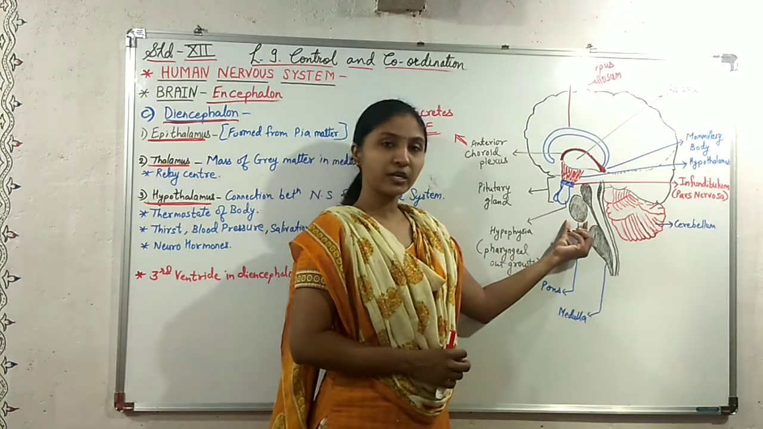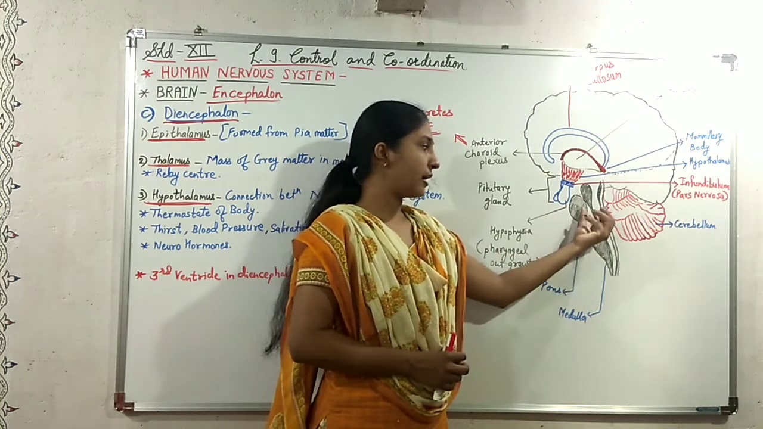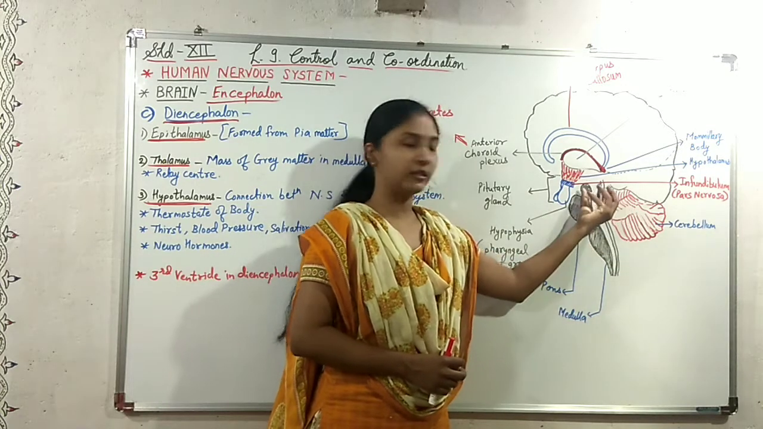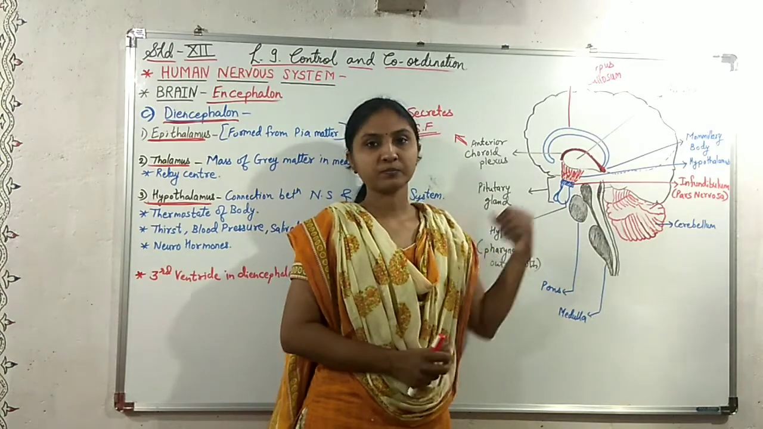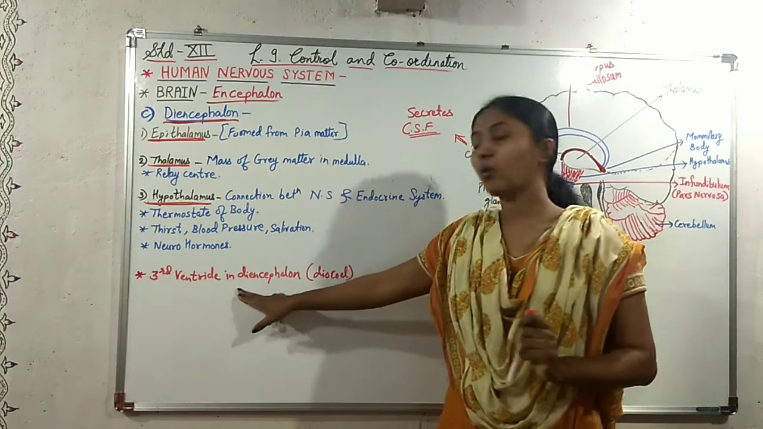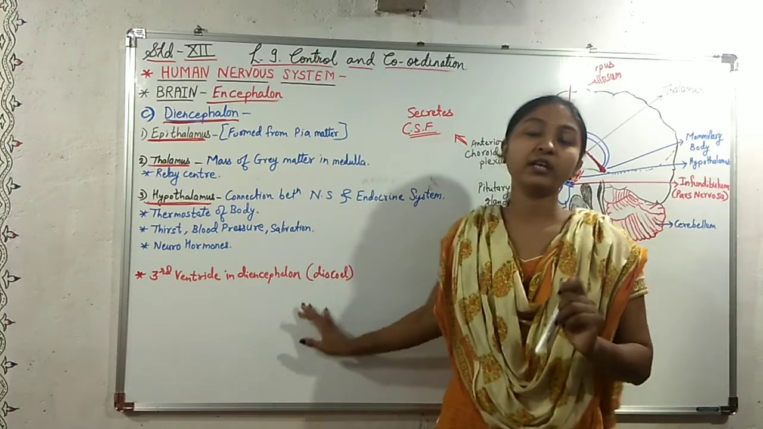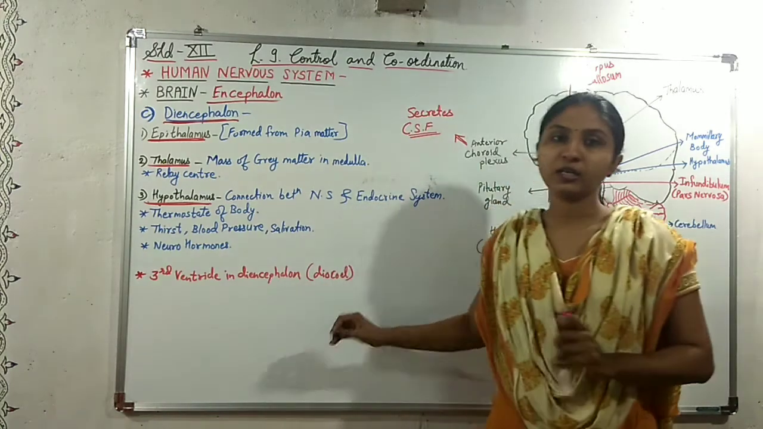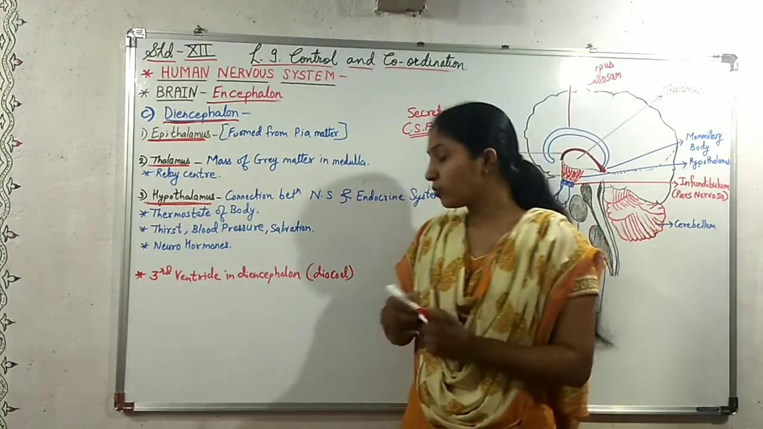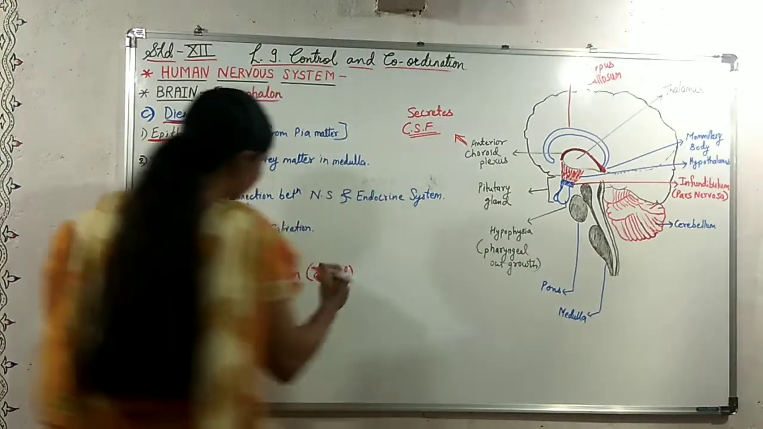Below the pituitary gland there is the pons, and below the pons there is the medulla region, and behind it is the midbrain. And also the third ventricle opens in the diencephalon and is called diocele. The third ventricle which we talked about, there are two ventricles in the cerebrum.